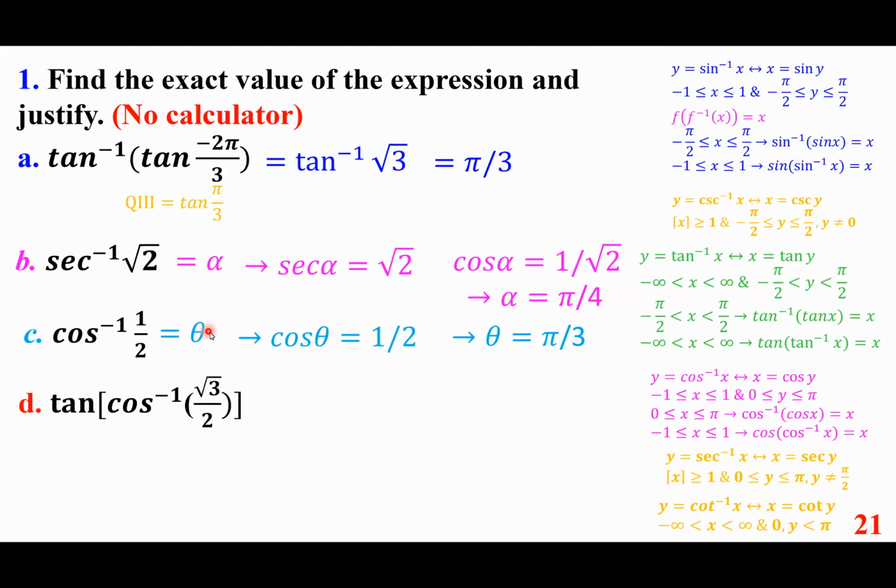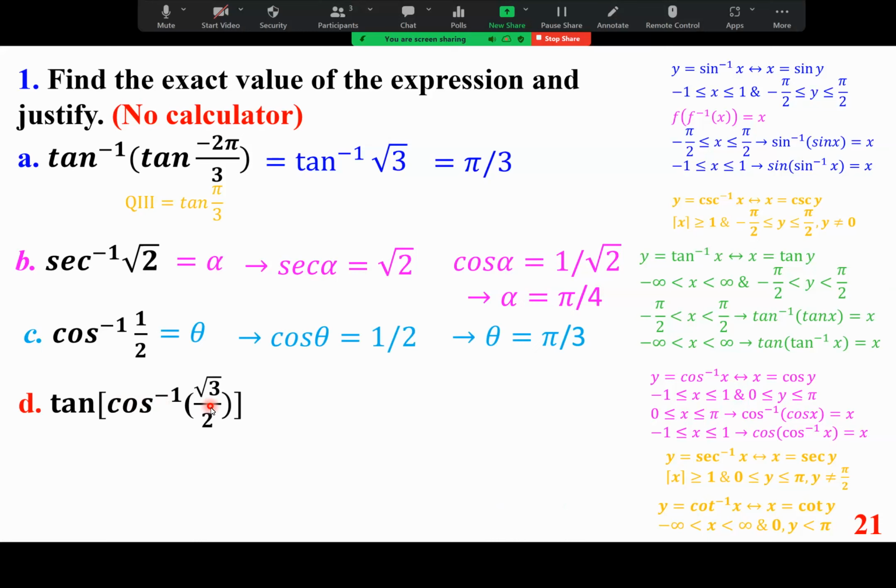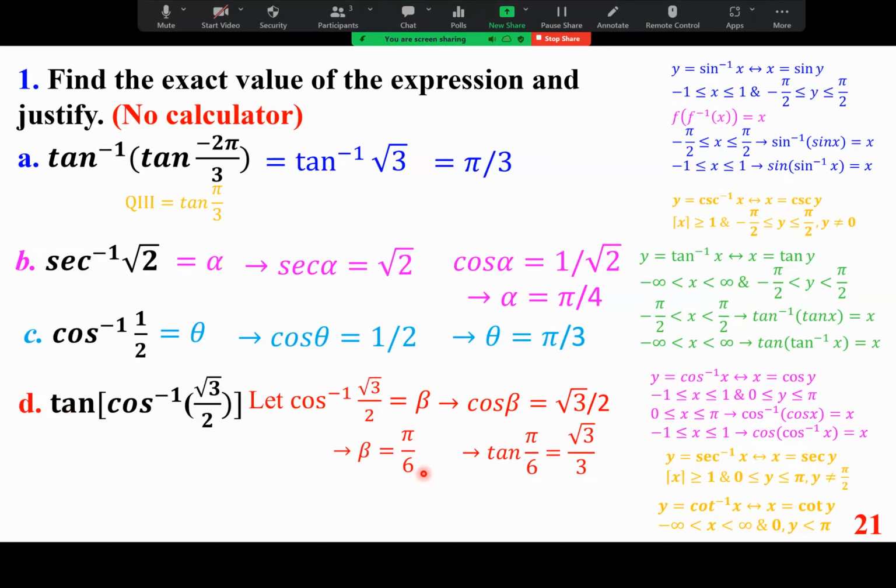Tan of cosine inverse of square root of 3 over 2. First, we want to discuss this part. So what is this equal to? We're going to set it equal to some variable, something different. Let it be beta. By definition, cosine of beta becomes square root of 3 over 2, and beta becomes pi over 6. So what we are looking at is tan of pi over 6. And we know tan of pi over 6 to be square root of 3 over 3.